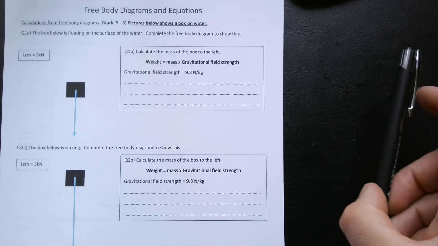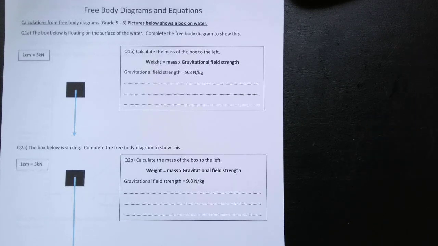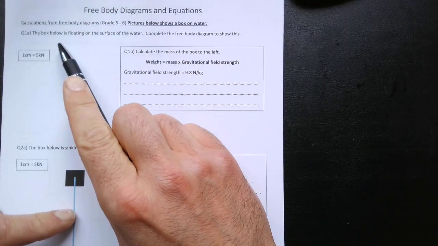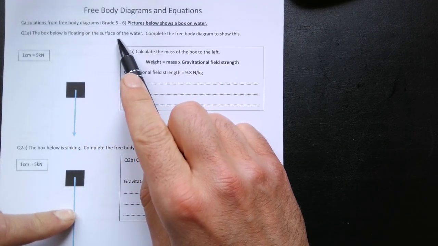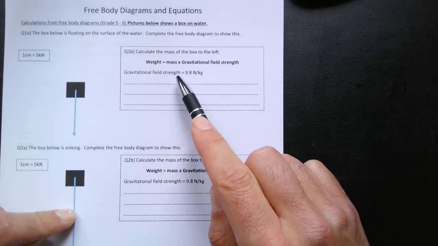Right, so just a quick run through on how to answer questions on free body diagrams and calculations. Please have a go at these yourself. Only watch or continue to watch this video to check the answers or if you get stuck. So it says the box below is floating on the surface of the water. Complete the free body diagram.